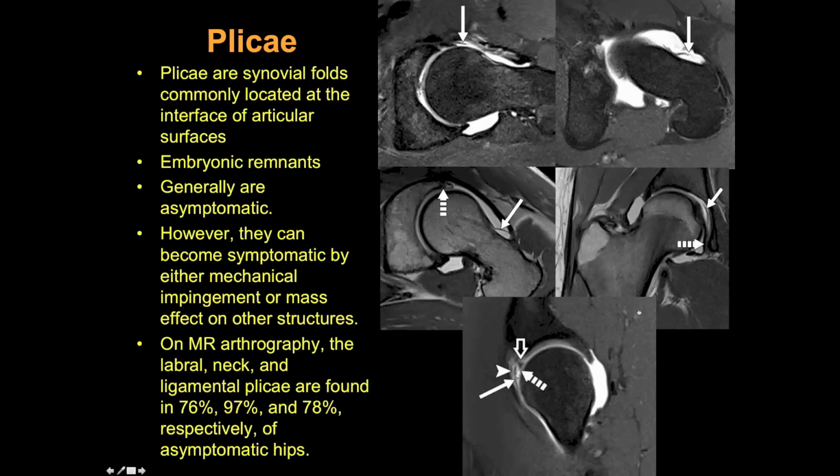On MR arthrography, the labral, femoral neck, and ligamental plicae are found in 76, 97, and 78% respectively of asymptomatic hips. So here are examples of labral, femoral neck, and ligamental plicae.